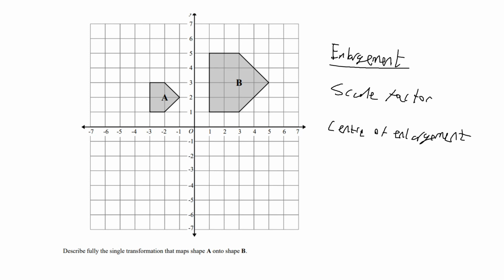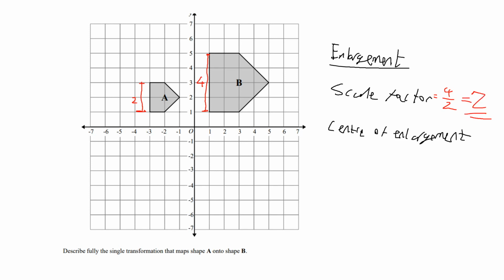The scale factor, all we need to do is take a look at one part of the shape. So this is a 4, right? This is 4, this point here. And this is 2. Okay? So the scale factor is going to be 4 divided by 2, which is just equal to 2.